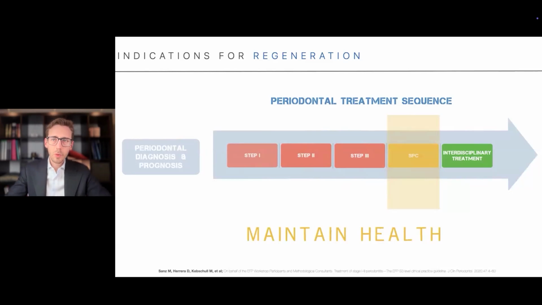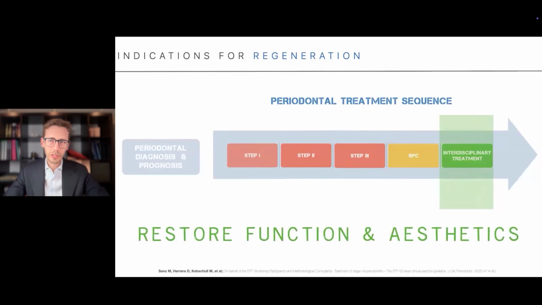And in the very end, once we have diagnosed our patients, once we have established the prognosis of every single tooth, once we have treated the tooth or periodontal diseases and conditions, and once we have created a conducive environment for the maintenance of long-term health around our therapeutic interventions, then it's the time to restore function and aesthetics through an interdisciplinary treatment sequence.